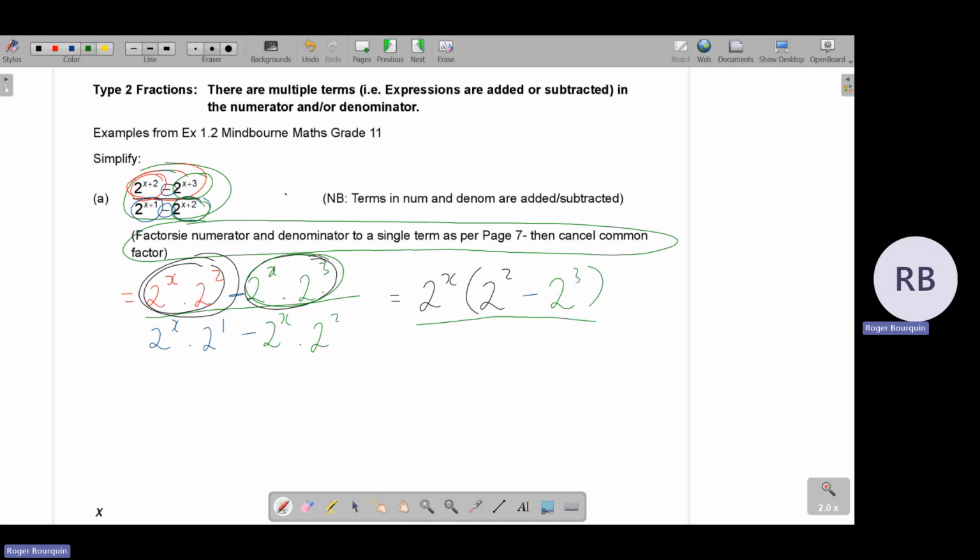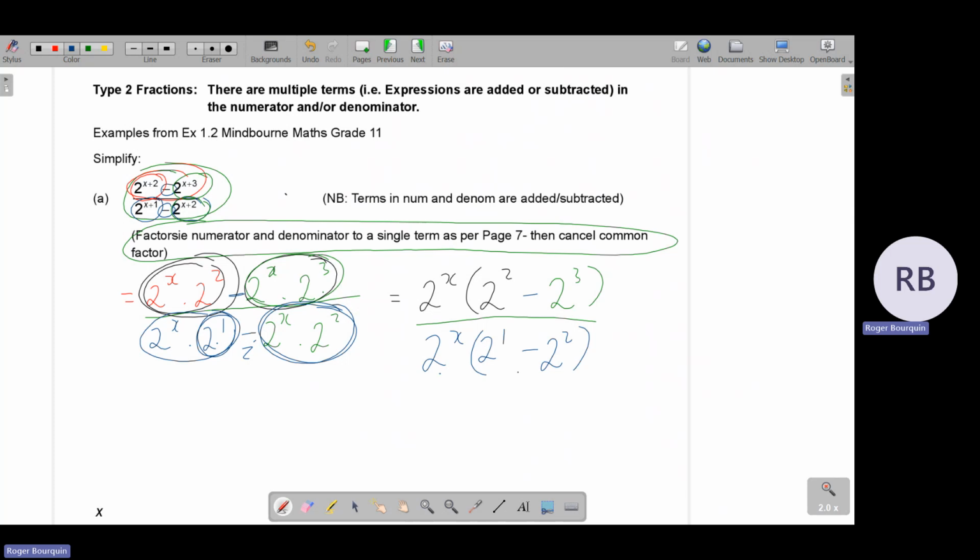In the denominator, I've also got two terms. I always circle my terms. I'm going to take out 2 to the x as a common factor. What am I left with here? I'm left with 2 to the 1. Then I've got this minus sign over here. Taking out the 2 to the x, I'm left with 2 squared. Now, at the top, I read there's something times something, and the bottom is something times something.